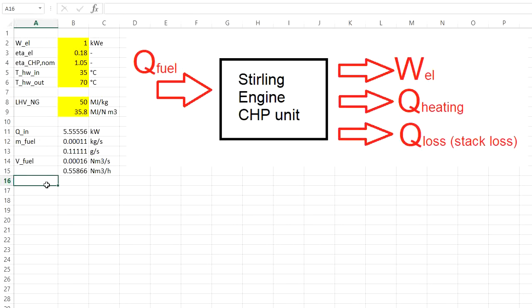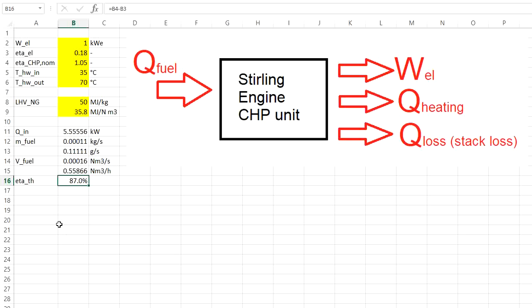Now when we have calculated the heat input, we can get to the thermal output, the Q heating. So first, since we have specified the electrical efficiency and also the efficiency of the overall CHP system, we can get the thermal efficiency of the system. So eta thermal is just the overall efficiency minus electrical efficiency, because the electrical efficiency is efficiency of producing this product. The overall efficiency is this product plus this product, work or electricity plus heating. So the heating needs to be the overall efficiency minus electrical one.